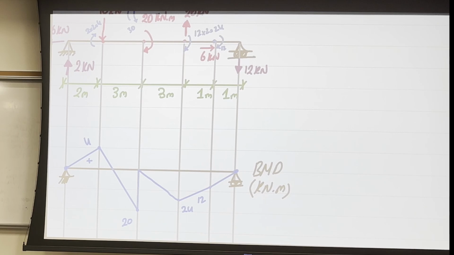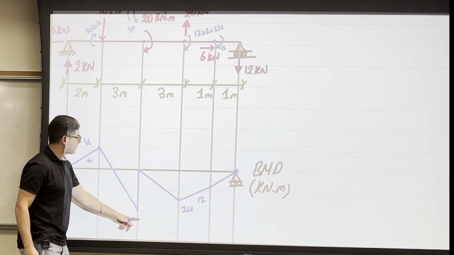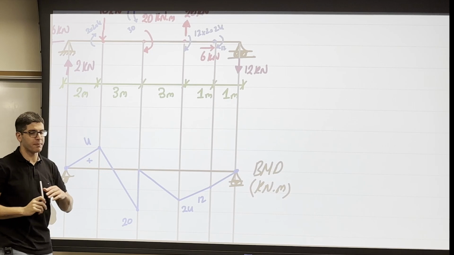Okay? Connect the line to the last point you stopped from the left. I don't want you to make the line here. No. The line should be connected to that point because that's the last point, which is the moment after the concentrated bending moment. Okay? So now let's apply this method on distributed load.